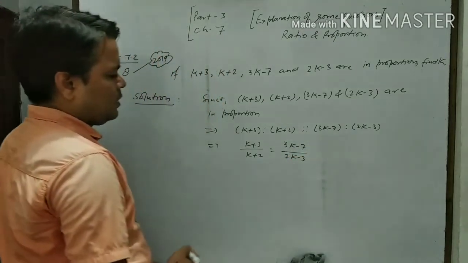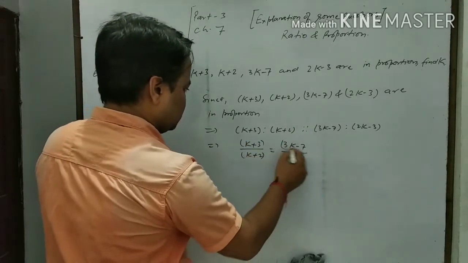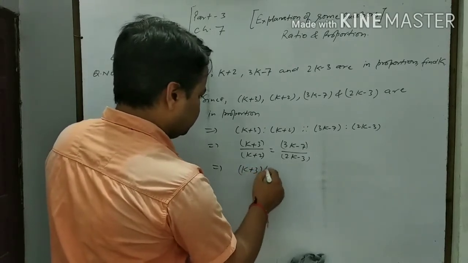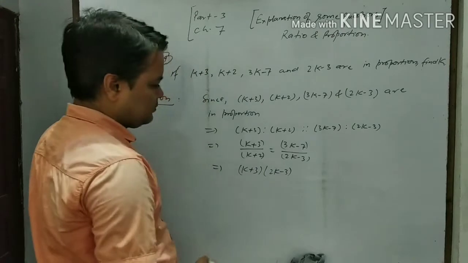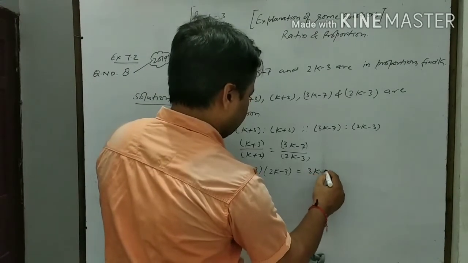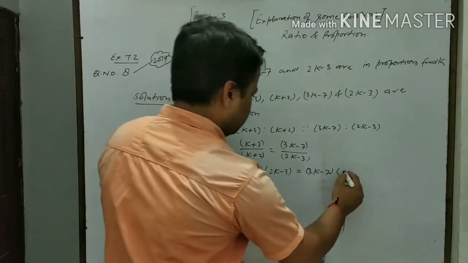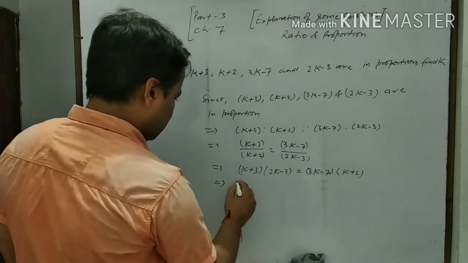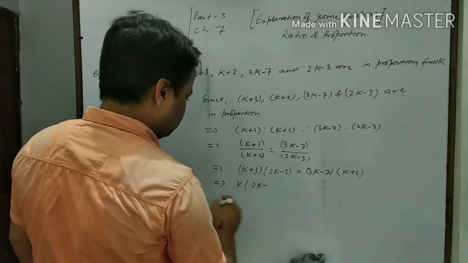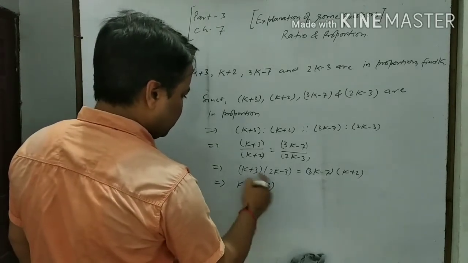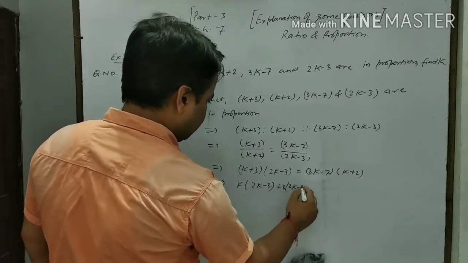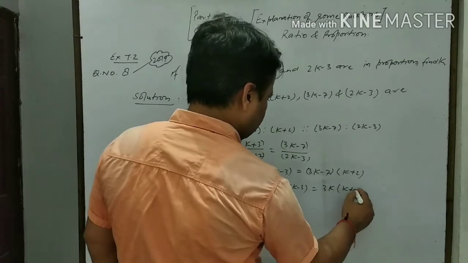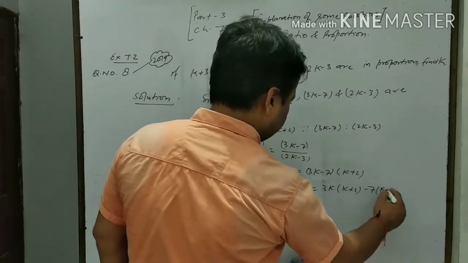After that, here we cross multiply. After cross multiplication, we can write (k plus 3)(2k minus 3) equal to (3k minus 7)(k plus 2). This implies k(2k minus 3) plus 3(2k minus 3) equals 3k(k plus 2) minus 7(k plus 2).